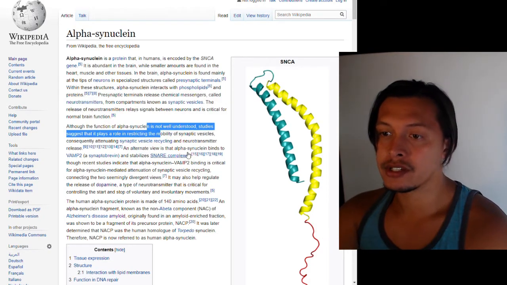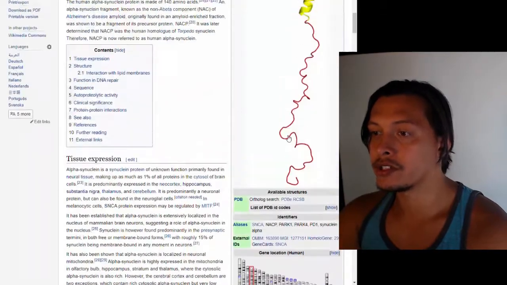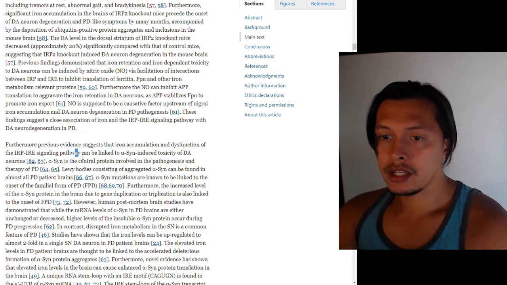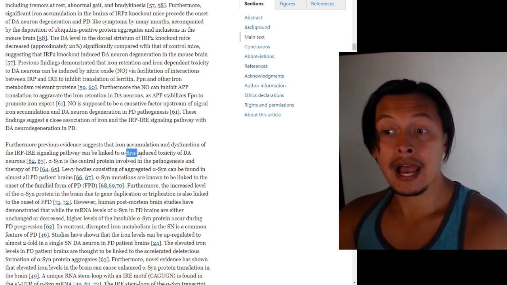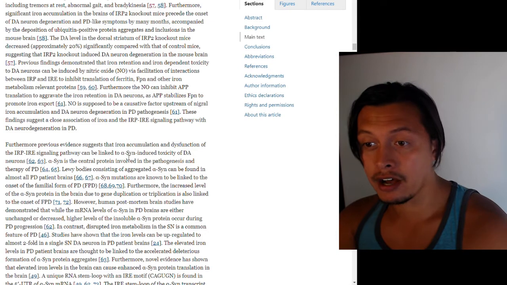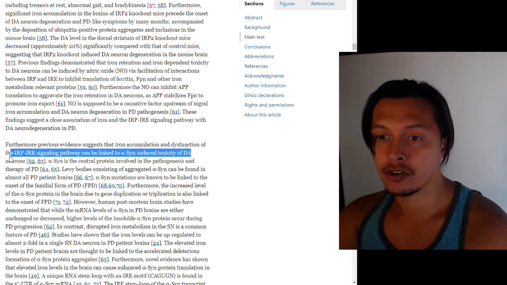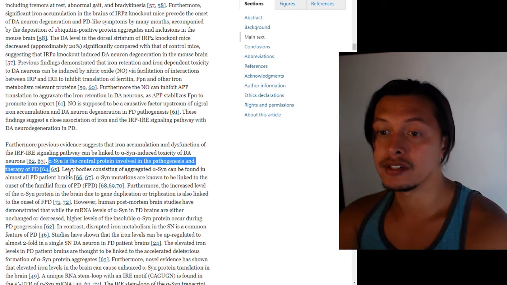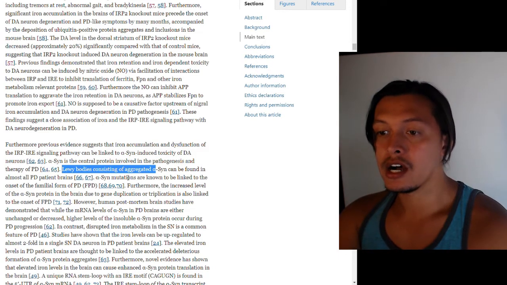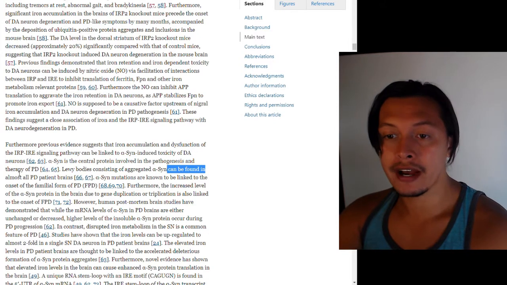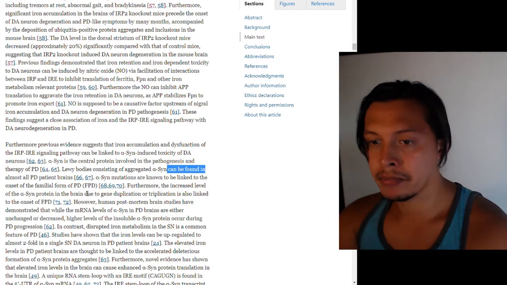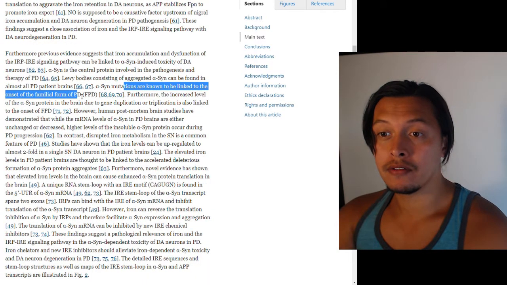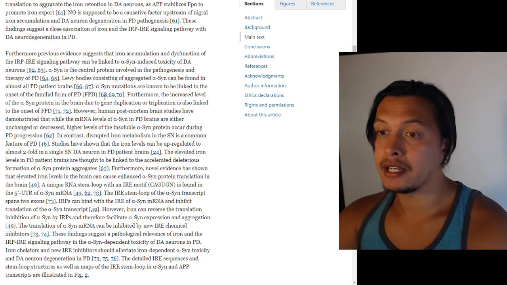So the function of this is not well understood, so just so you know, this is the protein that we are dealing with. If you have too much of it, you can have alpha-synuclein-induced toxicity of dopaminergic neurons. Alpha-synuclein is the central protein involved in the pathogenesis and therapy of Parkinson's disease. Lewy bodies consisting of aggregated alpha-synuclein can be found in almost all Parkinson's disease patient brains. Alpha-synuclein mutations are known to be linked to onset of the familial form of Parkinson's disease, or FPD.